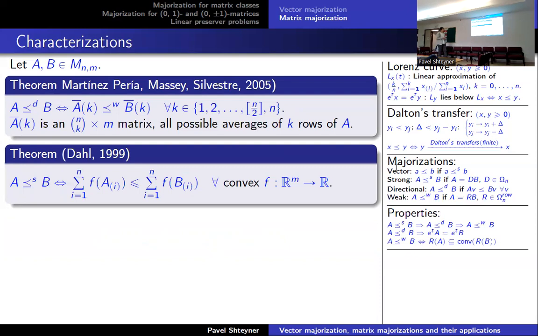So A is directionally majorized by B if and only if A(k) is weakly majorized by B(k) for k from 1 to n, where A(k) is an n choose k by m matrix whose rows are all possible averages of k rows of A. So you take A, you take every k-subset of rows, and average them, and put them into a matrix. Before that, I will give an example.